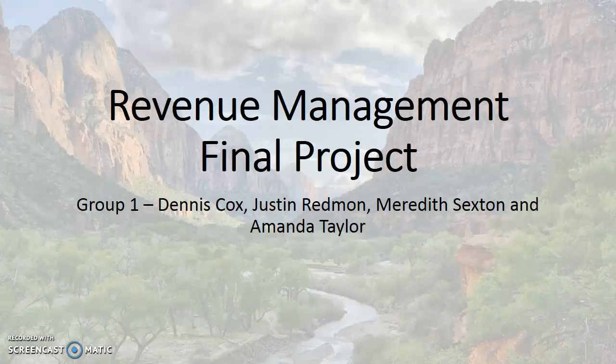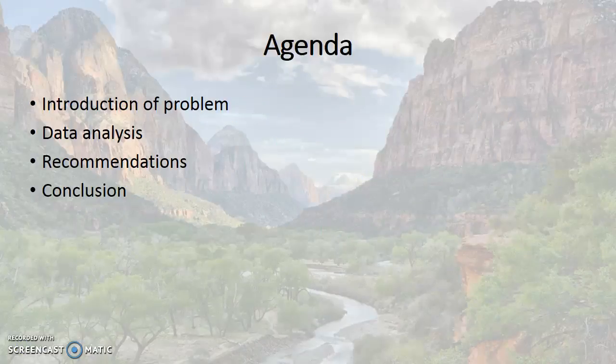Group 1 decided to conduct analysis of national park demand data to help advise the manager of a national park system lodge on their pricing and revenue management policy. We specifically chose to analyze the Zion National Park in Springdale, Utah, and the Zion Lodge. We will be discussing the problem, our data analysis, recommendations, and conclusion.